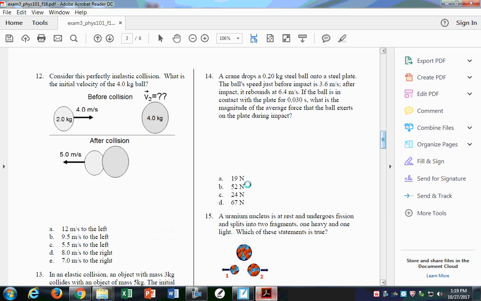We'll go back to that fall 16 exam. This is a good example of a collision problem. You'll probably have one very similar to this. We have two objects that are moving in a certain direction with a certain speed. Either they stick together or they bounce off one another, and you have to figure out what is the speed of one of the objects.